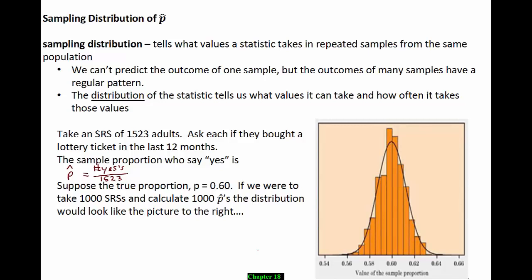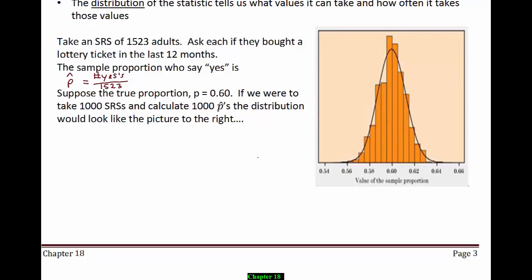Let's suppose that the true proportion p equals 0.6. If we were to take 1,000 simple random samples and calculate 1,000 p hats, the distribution would look like the picture to the right. Does this curve look familiar to you? It's unimodal and symmetric. It's a bell-shaped curve. So for the meantime, we're going to assume that the sampling distribution of p hat is going to turn out to look like a normal distribution. As such, we can compute probabilities associated with that normal distribution.